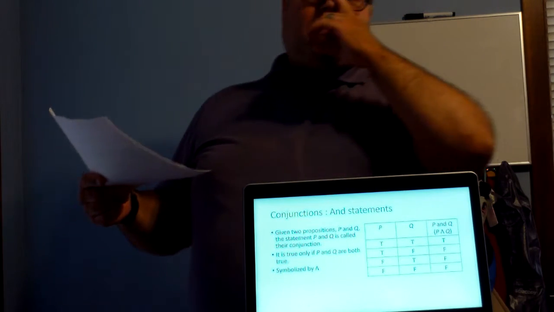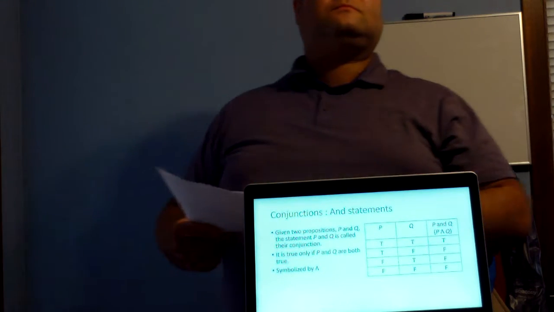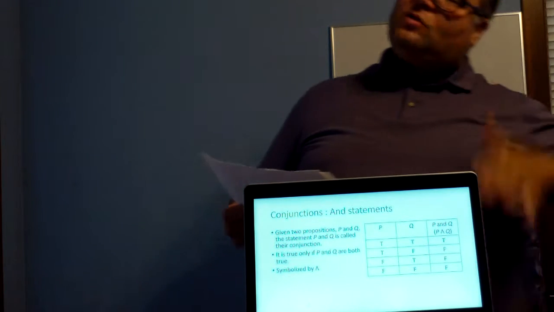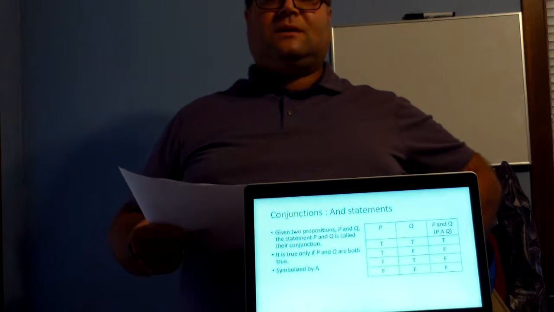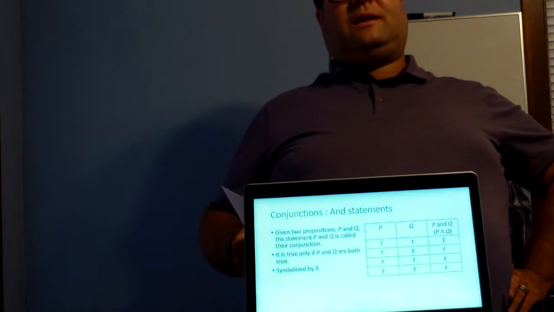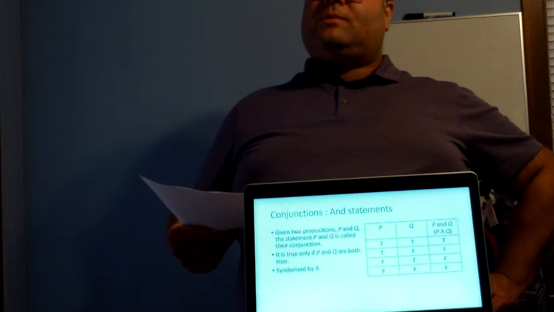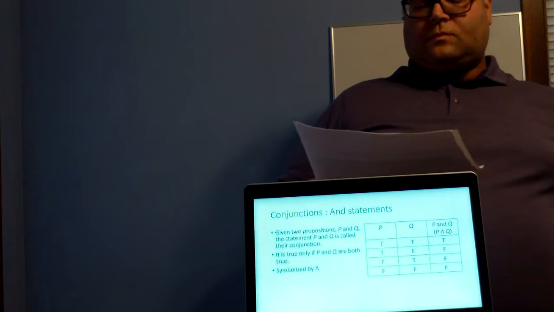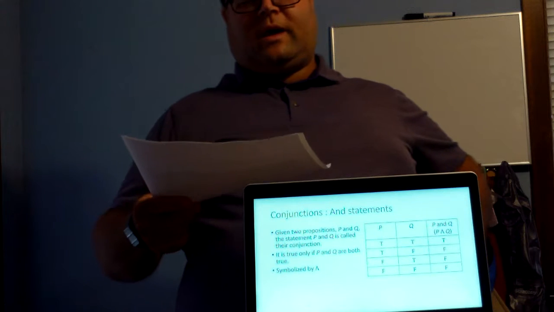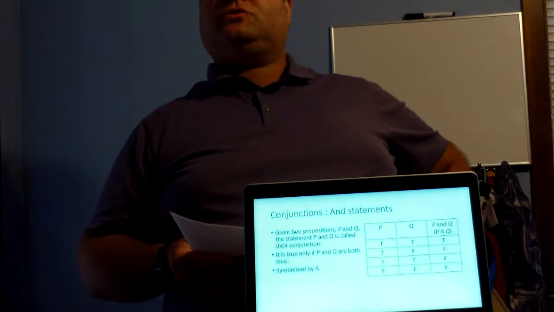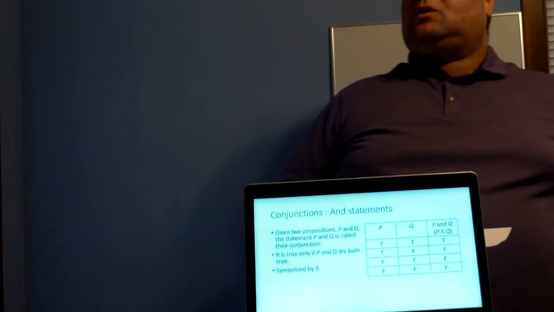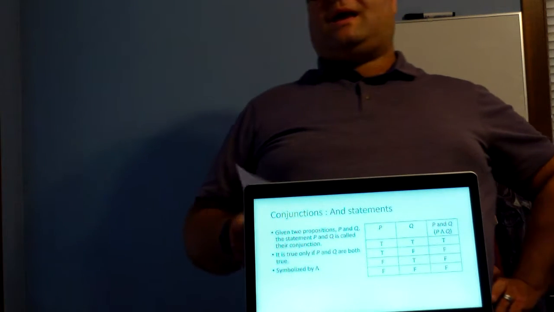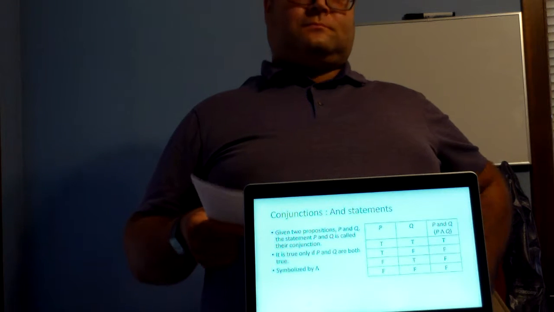The and statement, or the conjunction, takes two statements, and most of our logical connectives take two statements, generally labeled P and Q, but they can represent anything. And this is true only when both P and Q are true. Roads freeze up when they are wet and below freezing.